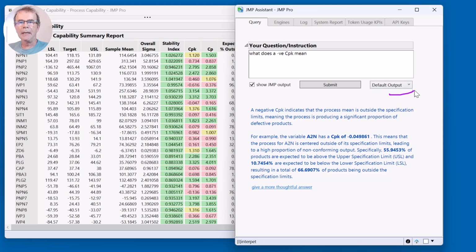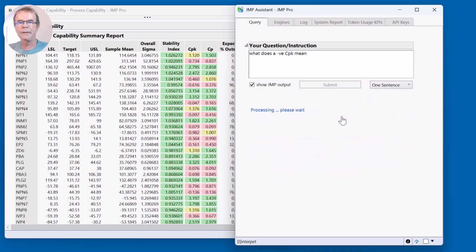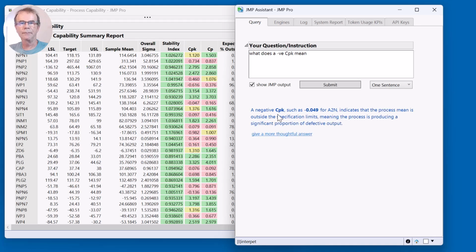Okay, and again, just to maybe illustrate, I've not really illustrated this, but let's push that down to a single sentence just to give me a more succinct answer to this question. A negative CPK indicates the process mean is outside the spec limits. And it gives you an illustration for this particular variable.